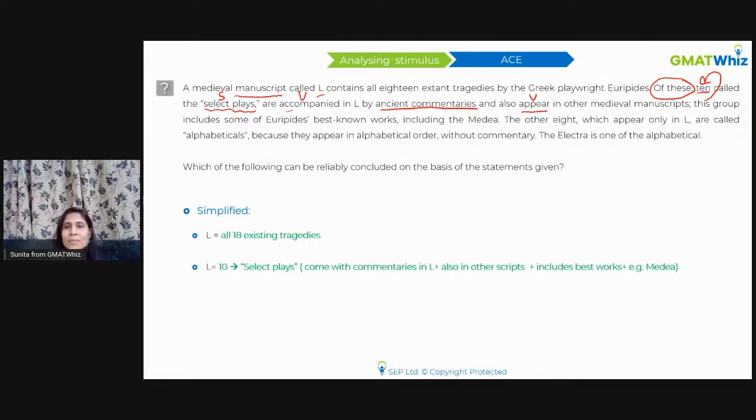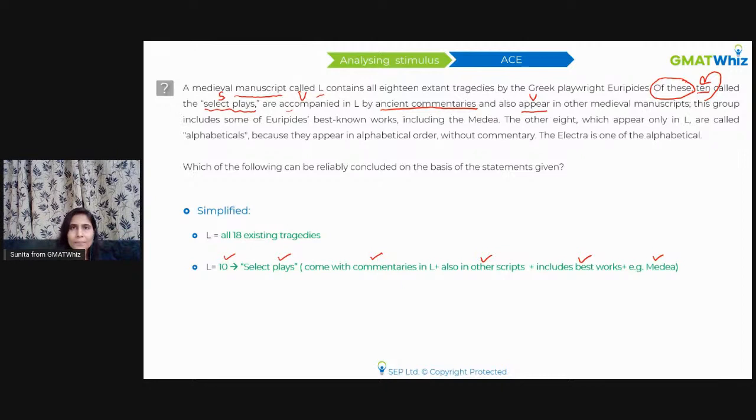So I now can simplify the information in this manner. This is how I have understood. Okay, L contains 10 of these tragedies. They are known as select plays. In L, they are with commentaries. Okay, commentaries are written for each of these select plays. These select plays are also found in other scripts of that time. These select plays include best works of Euripides, and one of the best works is Medea, which is also included in this 10. So this kind of clarity, if you have, okay, and this clarity you will have based on how you've read your passage, will really help you eliminate the incorrect answer choices.